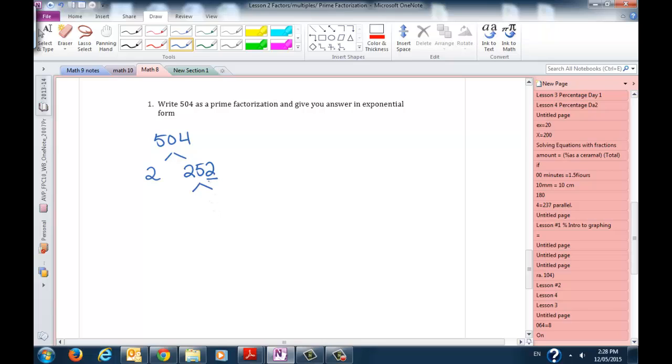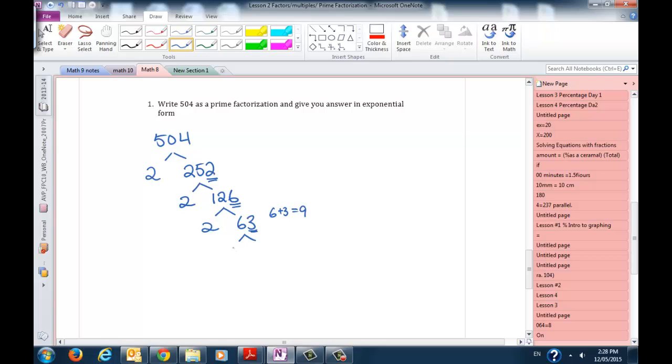252 is divisible by 2. That last digit is even, and we're going to get 126. It's going to be divisible by 2 again because this last number here is even. So we've got 2 and we get 63. Now it's not divisible by 2 anymore. The last number is odd. But if I add 6 plus 3 together, I get 9. And 9 is divisible by 3.